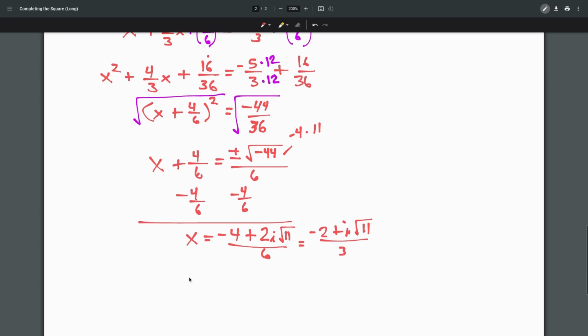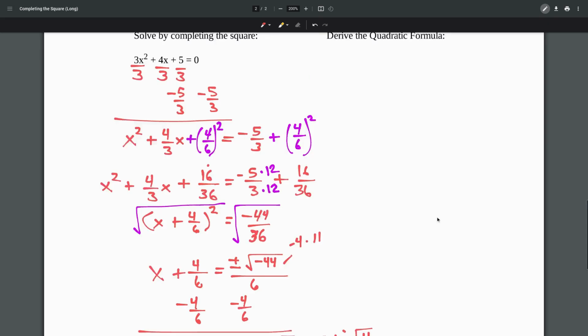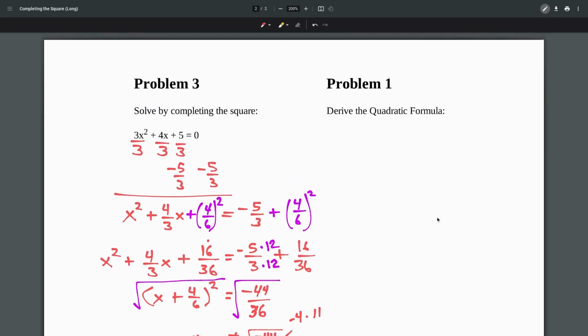Okay, and we also have x equals negative 4 minus 2i square roots of 11 over 6, which simplifies into negative 2 minus i square roots of 11 over 3. Okay, and we're done with that one. That one resulted in 2 complex numbers for solutions. That means that the graph of the quadratic never crosses the x-axis, in case you're wondering what it looks like graphically. Okay, so let's go up now, and we're going to derive the quadratic formula.